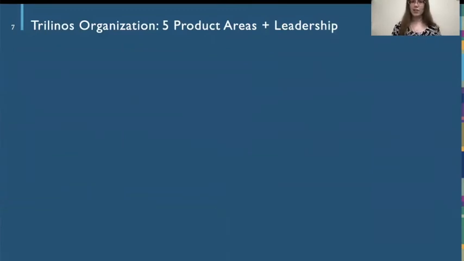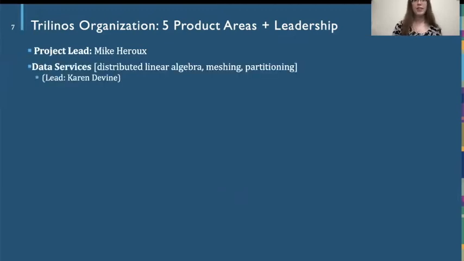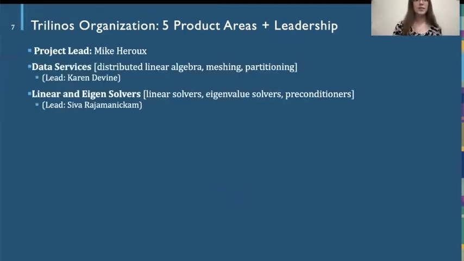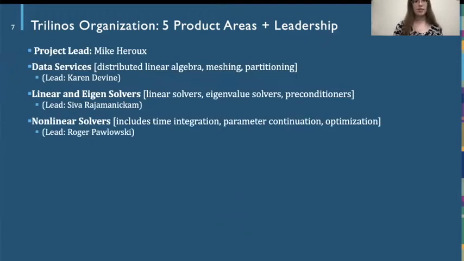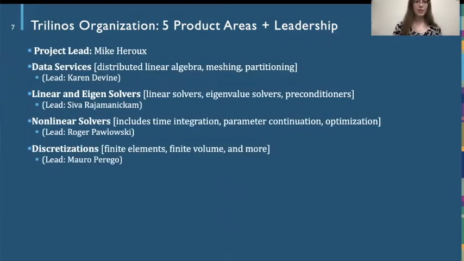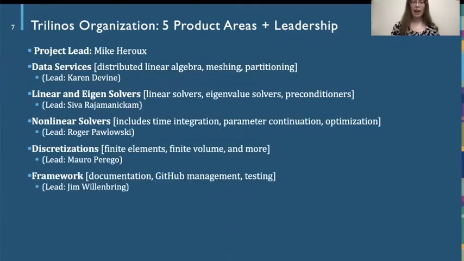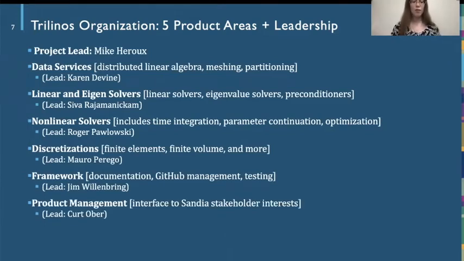Trilinos organization includes 5 main product areas plus leadership. The product lead for Trilinos is Mike Heroux from Sandia National Labs. The 5 product areas include data services, linear and eigensolvers, nonlinear solvers, discretizations, and the framework used for documentation and testing. Furthermore, we have product management and interface to Sandia's stakeholder interests.